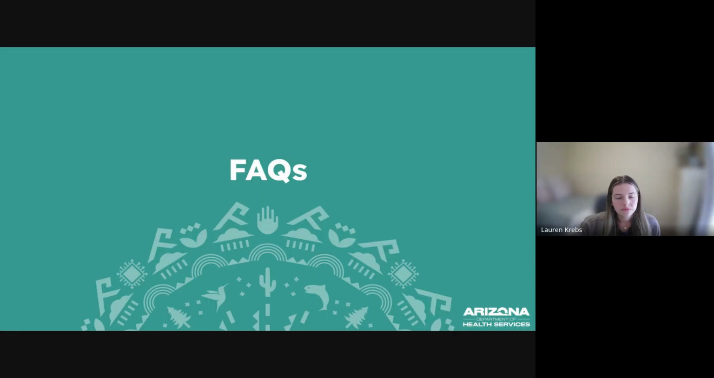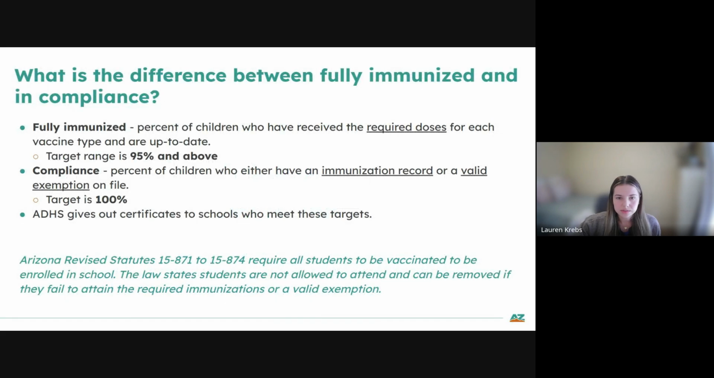So just a few quick questions I've been seeing. The difference between fully immunized and in compliance. Fully immunized is the percent of children who have received the required dose for each vaccine, and they are up to date on those. The target range for this is we want to see 95% and above, ideally.